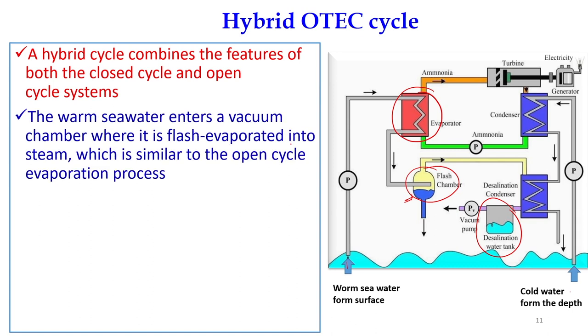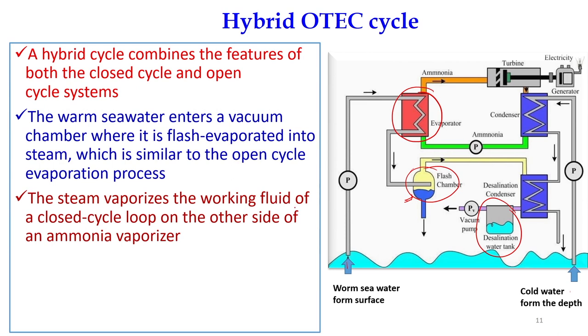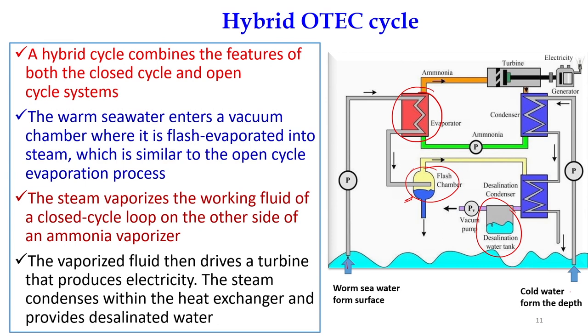And the warm seawater enters a vacuum chamber. So you have a vacuum chamber here, because pressure will be less so that we can get the vapor, where it is flushed, evaporated into the steam. So here again we have flash evaporation, which is similar to the open cycle evaporation process, and the steam vaporizes the working fluid of the closed cycle loop on the other side of an ammonia vaporizer, and the vaporized fluid then drives the turbine that produces electricity, and finally the steam condenses within the heat exchanger and provides desalinated water. So that's how it is shown here.